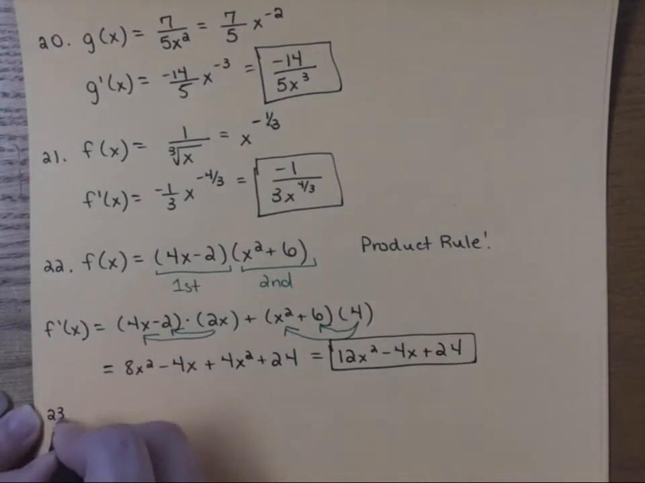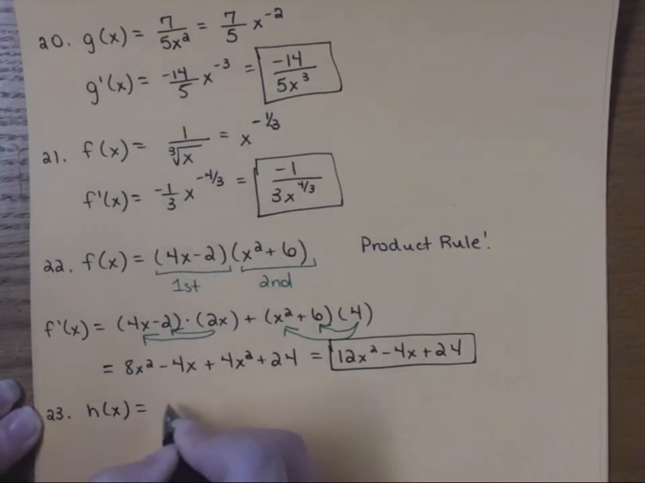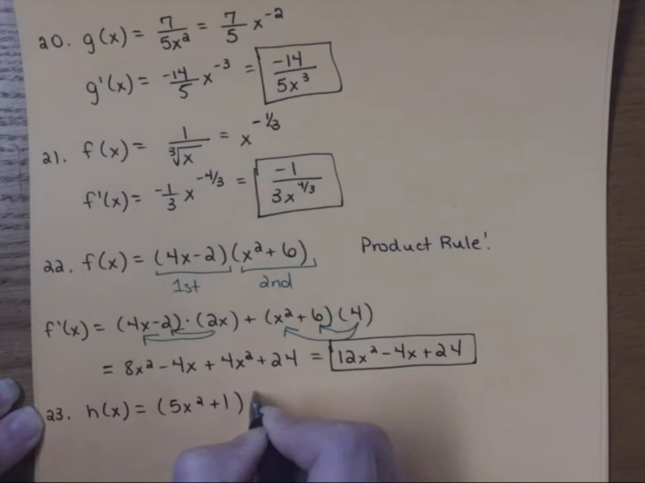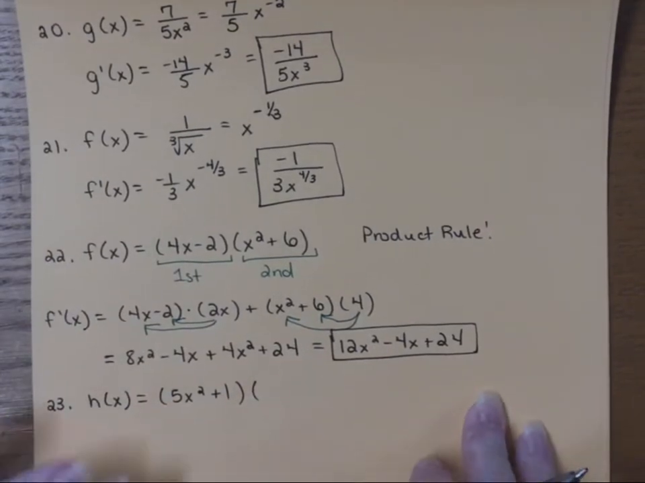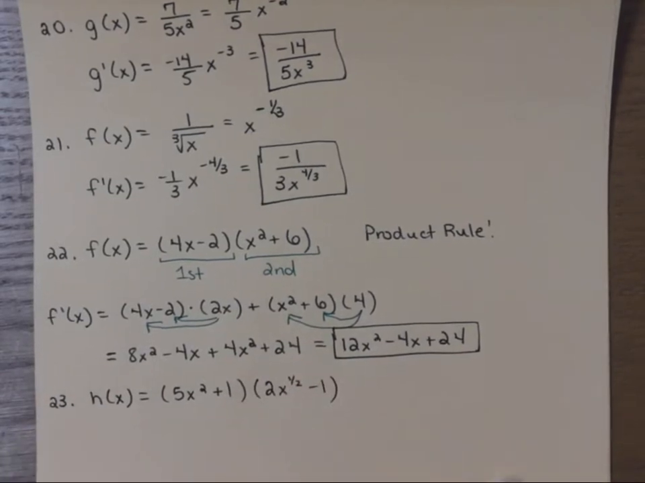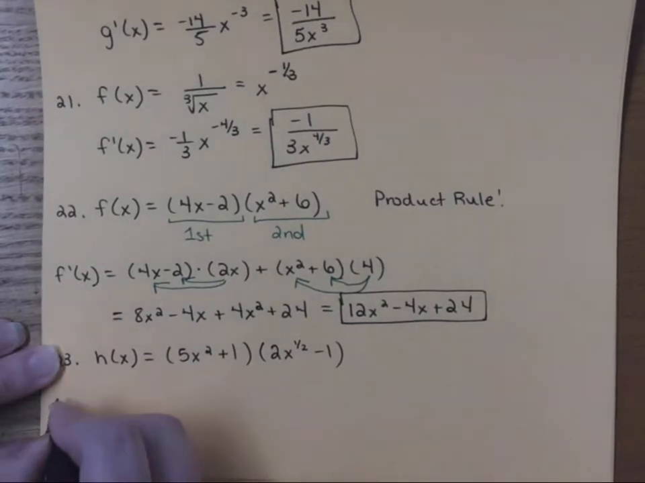So 23 is kind of similar, but admittedly 23 is a little bit uglier just because of that root there. So before I start, I'm going to go ahead and do the rewrite now. Okay, so this second little parentheses could be rewritten as 2x to the 1/2 minus 1. Reason being, if I'm going to do derivative, I need it to look like an exponent.